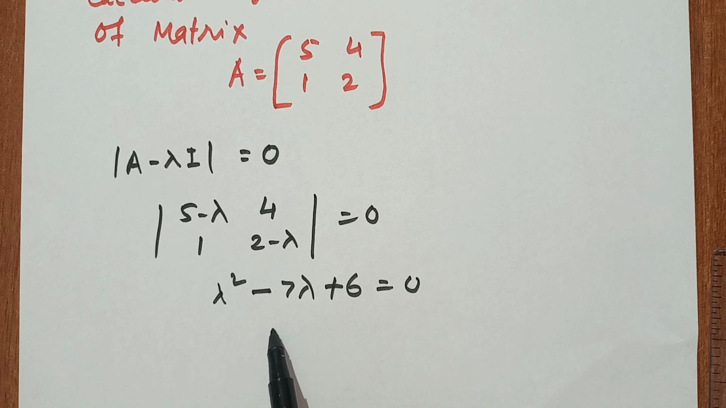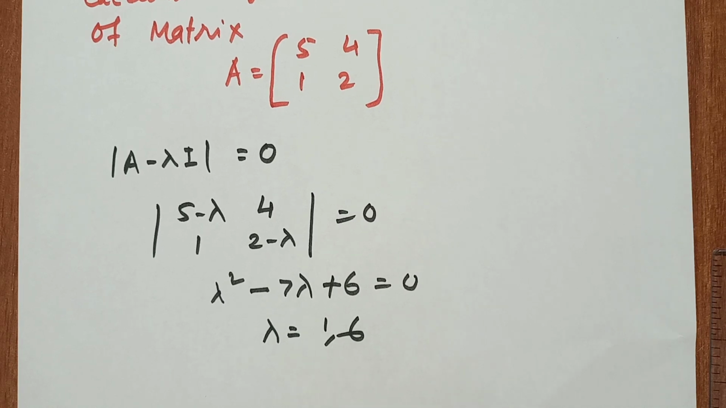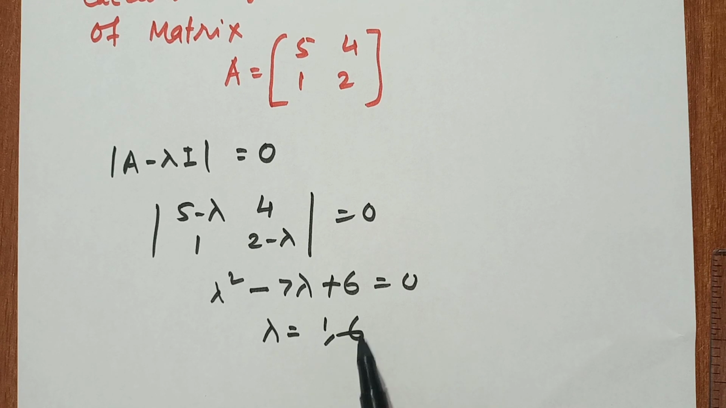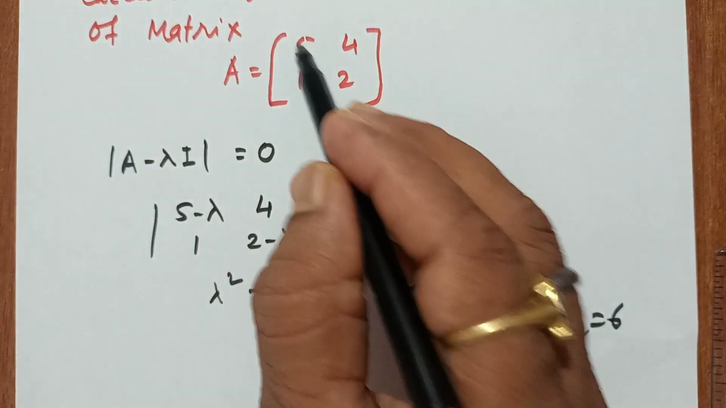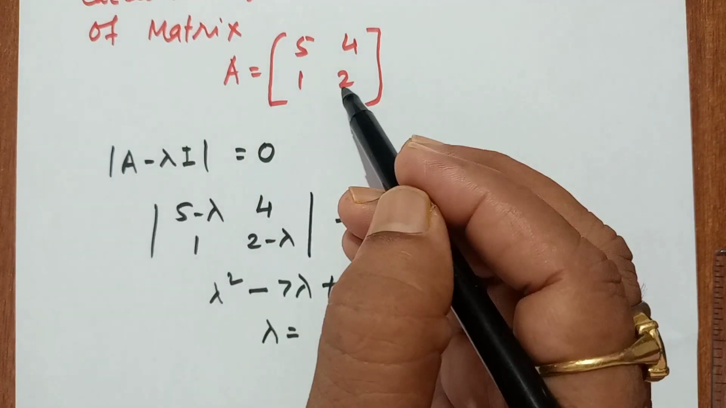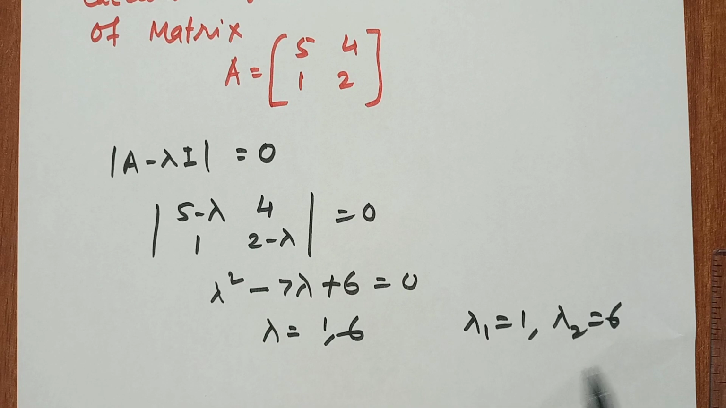So here the values of lambda are 1 and 6. Also I have told how we see that this is correct. Sum of eigenvalues: lambda 1 is equal to 1, lambda 2 is equal to 6, so 1 plus 6 is equal to 7. Here the diagonal elements 5 plus 2 is equal to 7, which means our answer is correct.